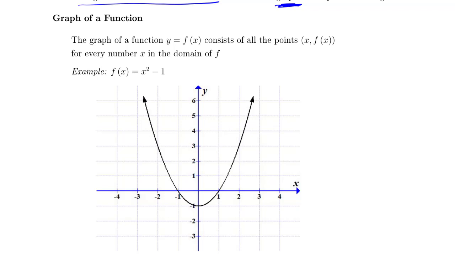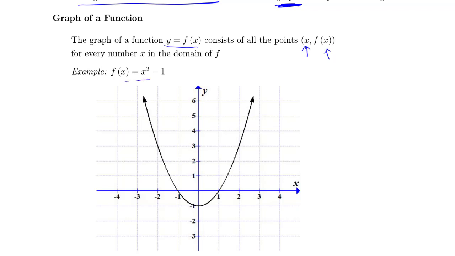We've talked about graphs of equations, and this is very similar here. The graph of a function y equals f of x consists of all the points (x, f of x) for every number x in the domain of f. So basically, every member of the domain, every x, goes in, and for each one we record the output, and then we plot those as points. So what we're really seeing is a whole function in a picture.